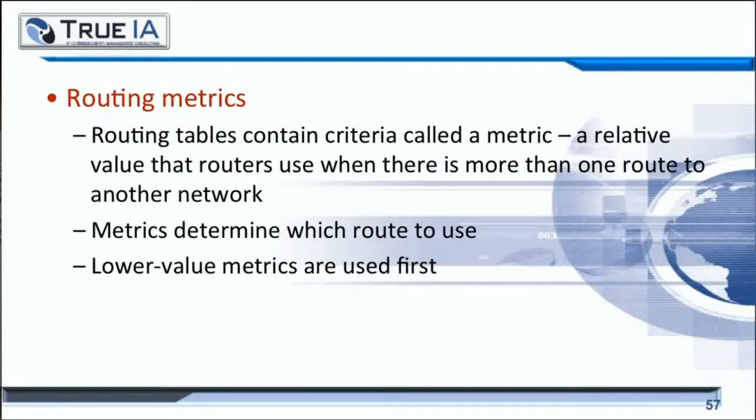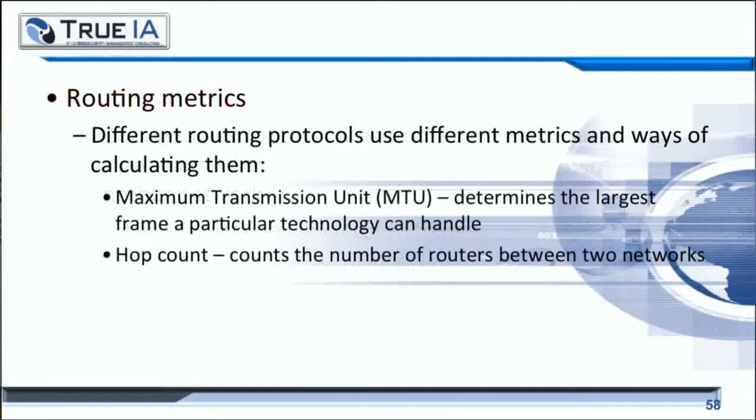So to understand these hops, we need to understand the routing metric. Routing tables contain criteria called a metric. It's a relative value that the router uses when there is more than one route to another network. We've already spoken about this. These metrics determine which route the router will use. It will always select the lower value metric first.